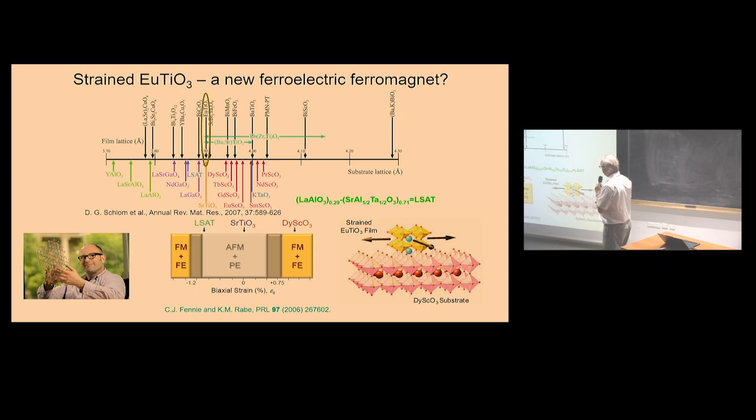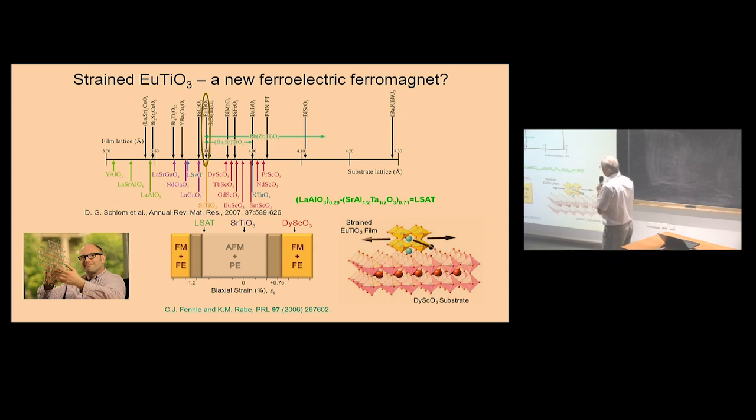So Craig Fennie calculated this system, and he predicted that if tensile strain will be applied in this europium titanate, then using such substrate, then the antiferromagnetic structure should change to ferromagnetic one, and paraelectric structure should change to ferroelectric one. So in this case, one should induce multiferroic properties in material which is in bulk, non-ferroelectric, and just antiferromagnet.